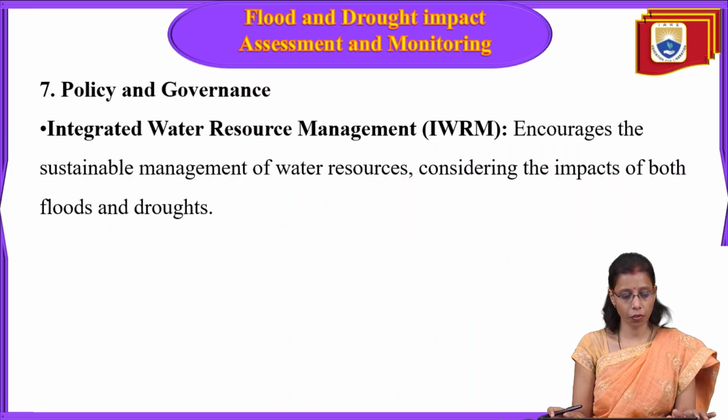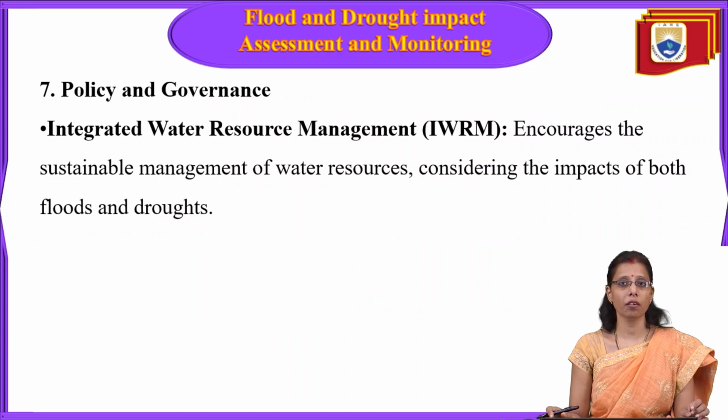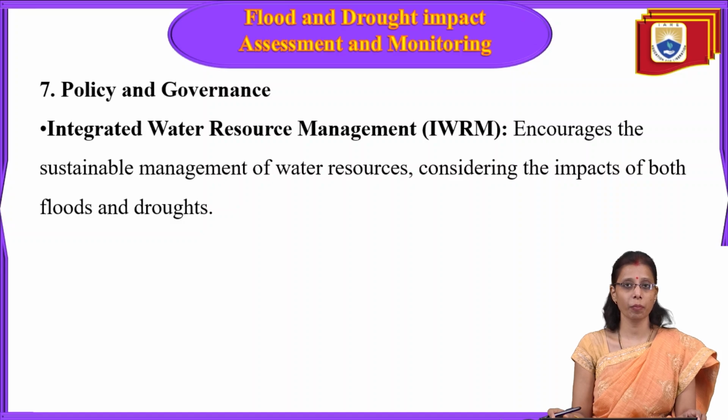Now, policy and governance. Integrated water resource management encourages the sustainable management of water resources. Considering the impacts of both floods and drought, it helps us consider both conditions. It will tell us about management policies, what precautions are to be taken, and the rules and regulations to be followed by human beings to avoid and predict the losses.